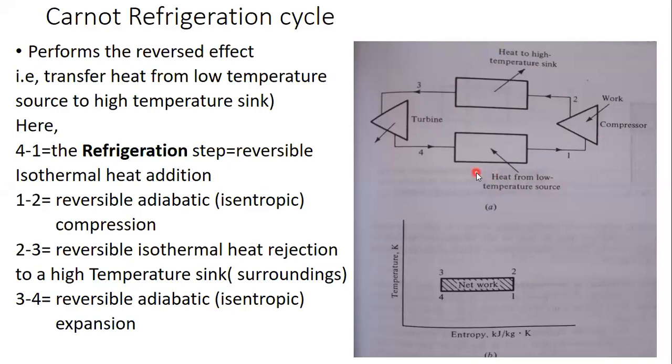Here what the refrigerator is doing is, especially in the freezer compartment, the process is shown over here from 4 to 1. Heat from a low temperature source, for example the freezer compartment, where we may have kept some meat or fish or ice creams or some medicines, will be absorbed by the working fluid in the freezer compartment, 4 to 1.